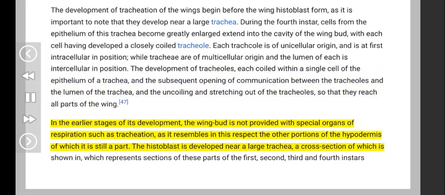In the earlier stages of its development, the wing bud is not provided with special organs of respiration such as tracheation, as it resembles in this respect the other portions of the hypodermis of which it is still a part. The histoblast is developed near a large trachea, a cross-section of which is shown in the figure, which represents sections of these parts of the first, second, third and fourth instars respectively.